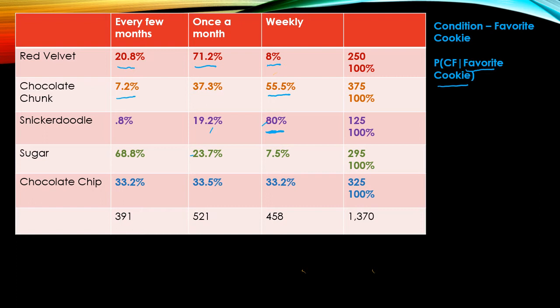And then for sugar cookies, 68% came in every few months. Now they said that their favorite cookie was the sugar cookie, so that's the condition. And that's a high probability. And maybe we know that's because every few months we have holiday or seasonally themed sugar cookies that are highly decorated. So maybe that's why they come in. Maybe that's where this percentage comes from. So maybe we shouldn't take sugar cookies off the menu.